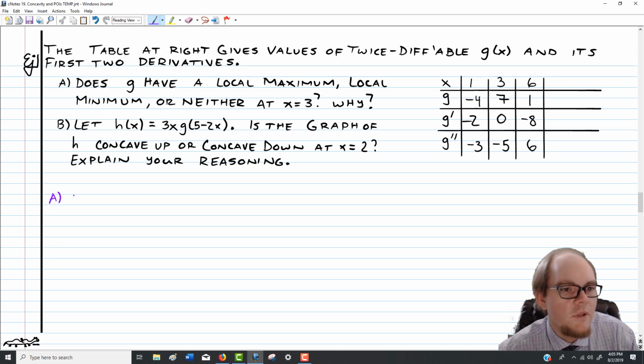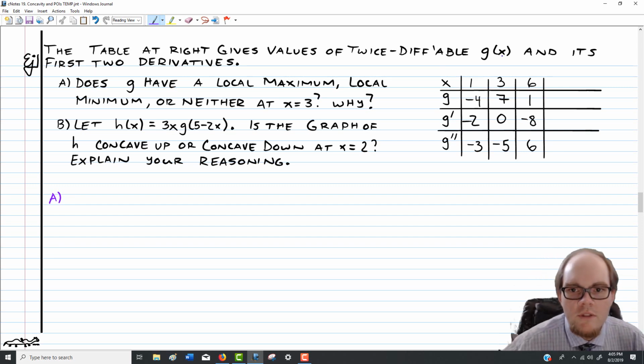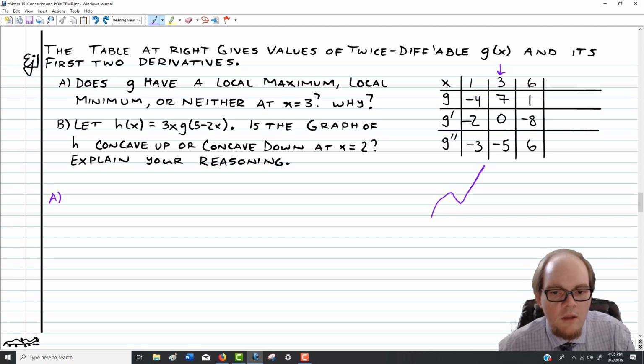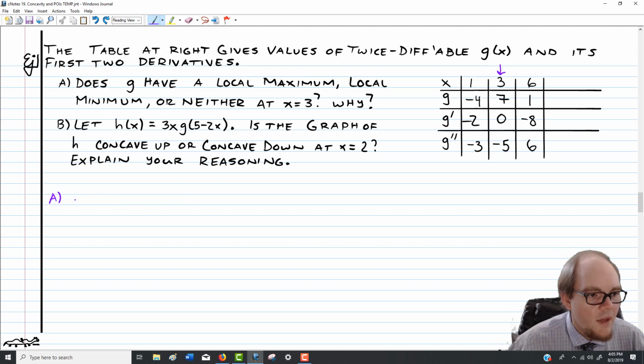So in the first one, does g have a local max, local min, or neither at x equals 3? What we're interested in is what's happening at x equals 3. Well, it doesn't matter what g of 3 is equal to. That's irrelevant to our discussion. We know that you can have relative maxima that are really low or really high depending on what's there. What's interesting here is that first, g prime of 3 equals 0.